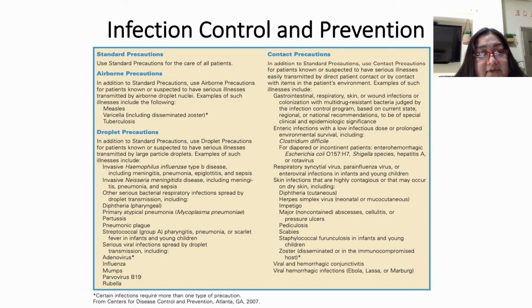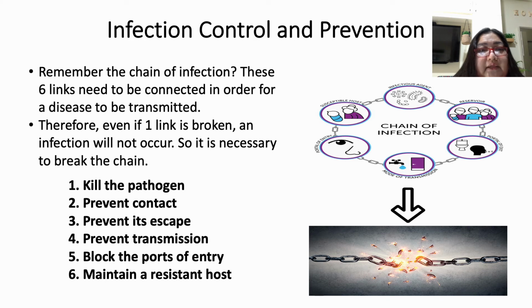Here is a table summarizing types of precautions and patients requiring the precautions. So yung standard, airborne, droplet, and contact precautions. Remember again the chain of infection. These 6 links need to be connected in order for a disease to be transmitted. Therefore, if one link is broken, an infection will not occur. So it is necessary to break the chain.